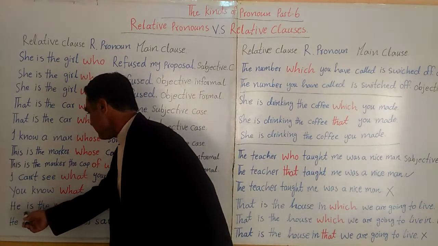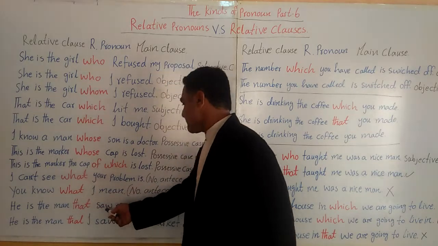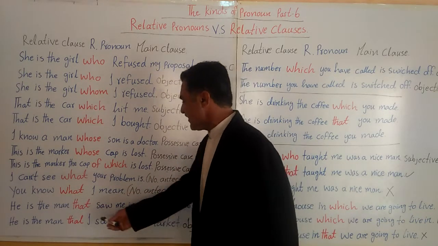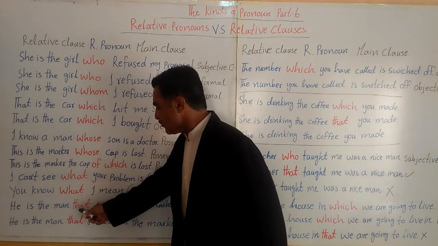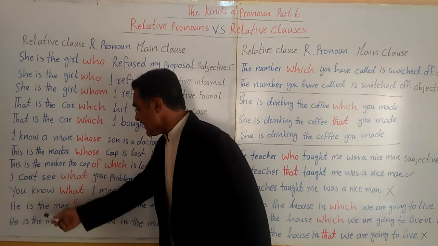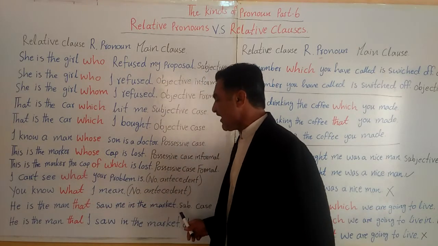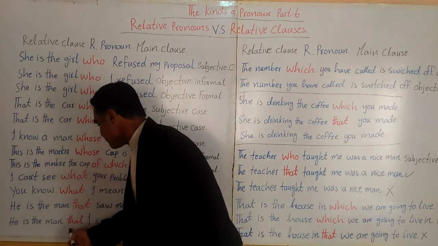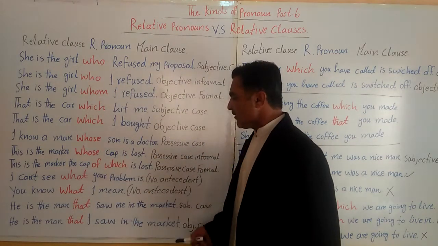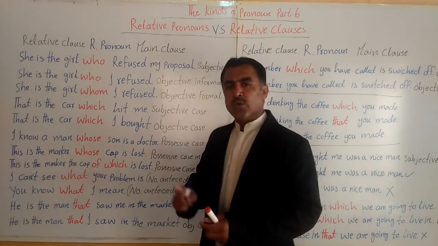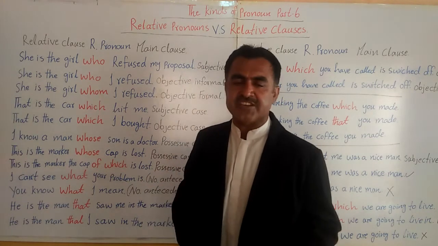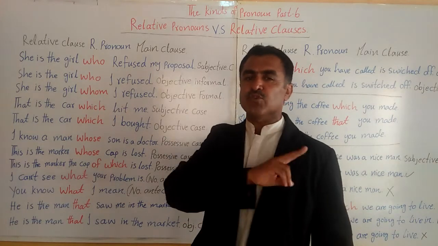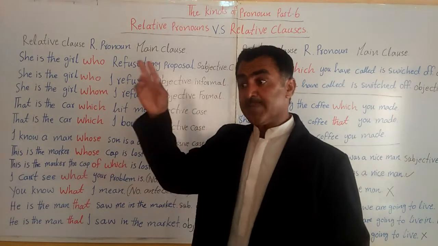You can see the sentence now. He is the man that saw me in the market. Now the man is the subject and I am the object. In subjective case, actually it should have been: he is the man who saw me in the market. But here it is written that saw me in the market. He is the man whom I saw in the market. But in both places I have used that. One is who, subjective case, one is whom, objective case. It means that can be used in both places, and in many other places also.